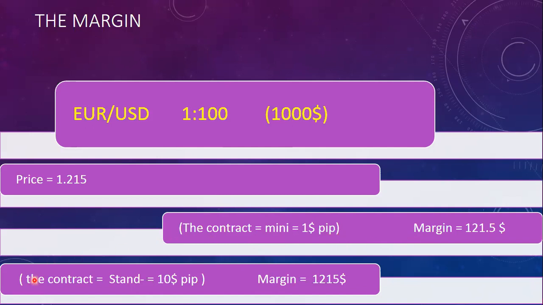Okay. If in the same case I open a standard contract, a standard contract means $10 per pip. How much margin will the company take from me? They have to take $1,215 as insurance. How do they calculate this? When I have a mini contract, I move it 2 numbers to the right, and if I have a standard contract, I move it 3 numbers to the right. So they took from me $1,215, but I have only $1,000. So I cannot go to the standard trade with a $1,000 account.